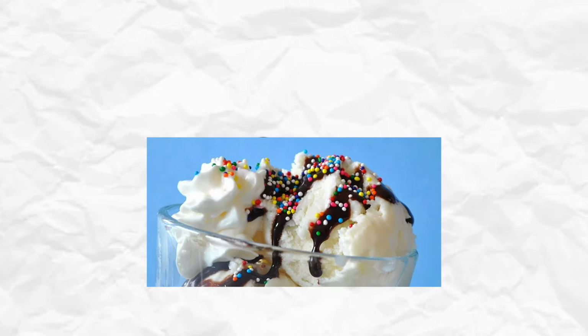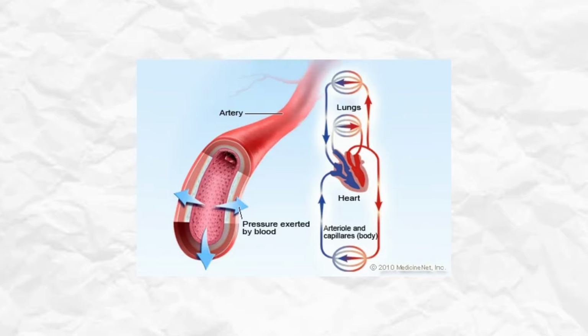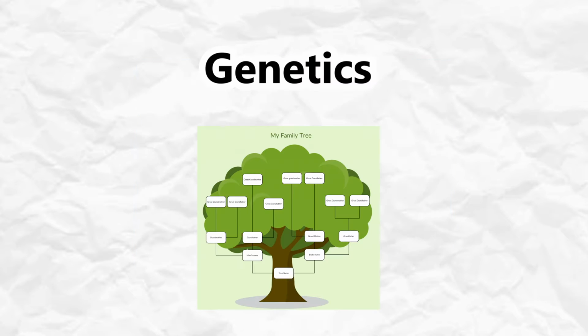Number 2, obesity. When a person gains weight, their body needs to supply more oxygen and nutrients to their tissues. The blood flow through their blood vessels increases, which then means the pressure on their artery walls increases as well. Number 3, family history. Unfortunately, high blood pressure also runs in families. This means that if your parents were hypertensive, you would likely be hypertensive yourself.